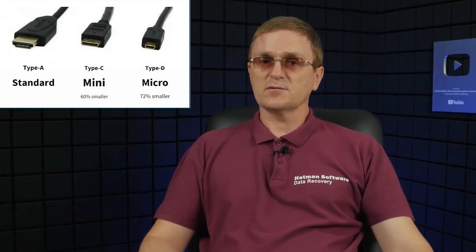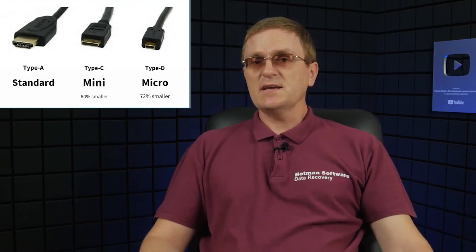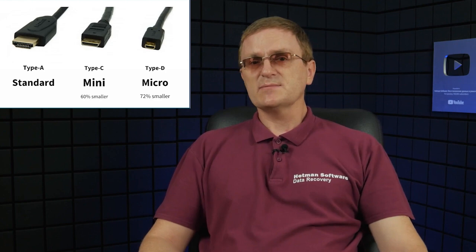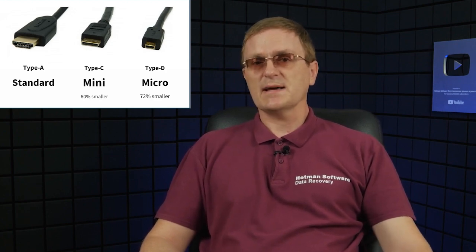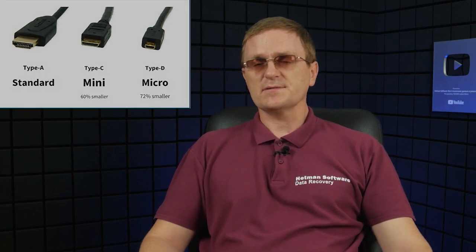This cable type is smaller in size than Type A and is mostly used to connect smaller gadgets like cameras, smartphones, and tablets. HDMI Type D, also known as Micro HDMI. This HDMI cable is even smaller and is meant for audio-video connectivity in small and portable devices like phones, tablets, and some camera models when they are linked to other video devices.